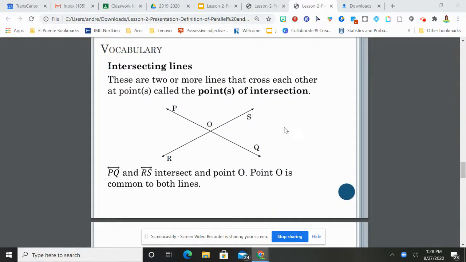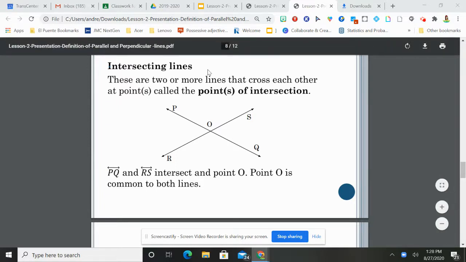More vocabulary. So now we're talking about intersecting lines. These are two or more lines crossing each other at a point, called the point of intersection. Line PQ and RS are intersecting lines at point O. Point O is common to both lines, so they're called intersecting lines.